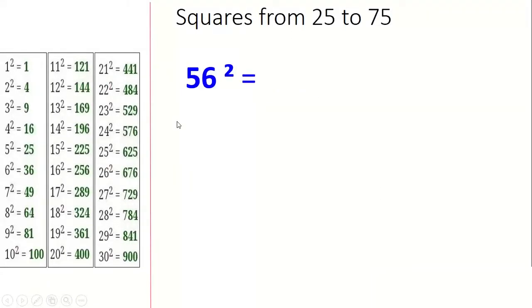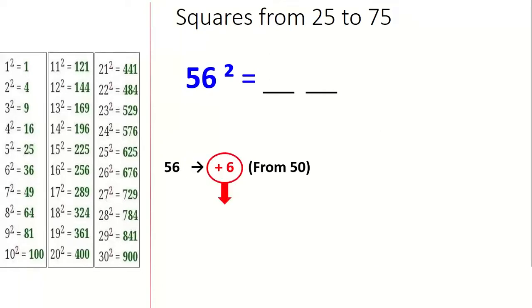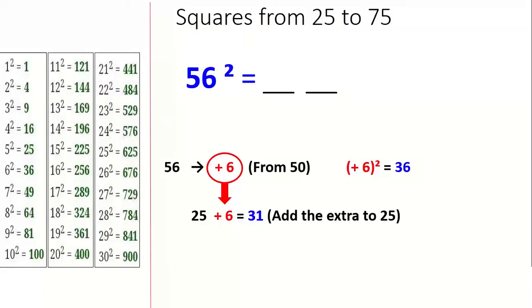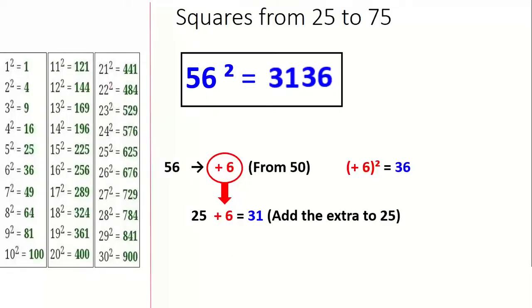What is the square of 56? First step: 56 is how much more than 50? It's 6 more. Add this 6 to 25. 25 plus 6 is 31. Now the second step is the square of 6. 6 square is 36. My answer is 3136. Okay. Now if I want to find 57 square, so it is as simple as that.